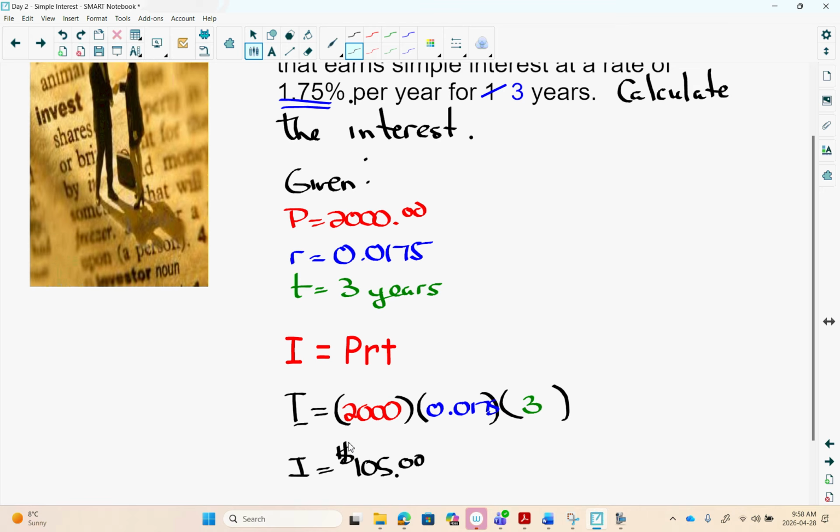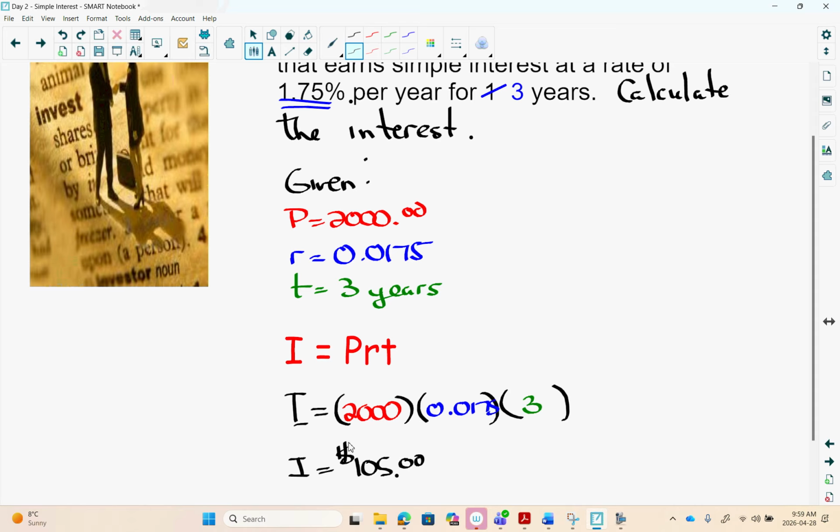Now to go back to Randy's question, or what Ronan just mentioned, like how much money would I actually have in the bank? 2,000 plus the 105, I'd have $2,105 in the bank. Is that okay?